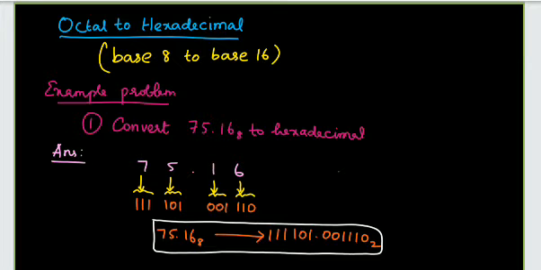Equivalent binary value we can easily calculate by using 3 to 1 system. So what is the binary equivalent of 7? 111. What is the binary equivalent of 5? 101. What is the binary equivalent of 1? 001. What is the binary equivalent of 6? 110. So we got the binary equivalent value, that is 111101.001110.